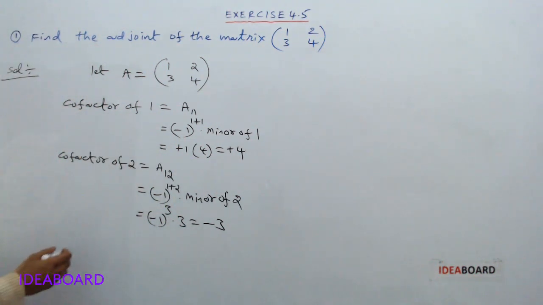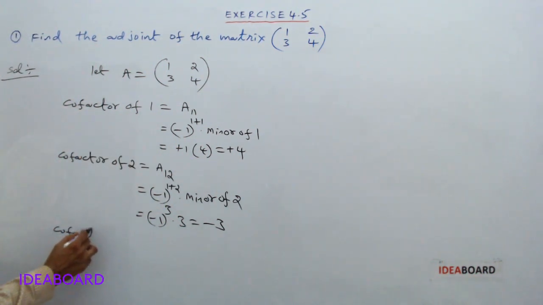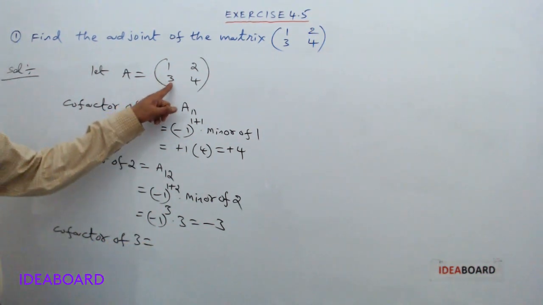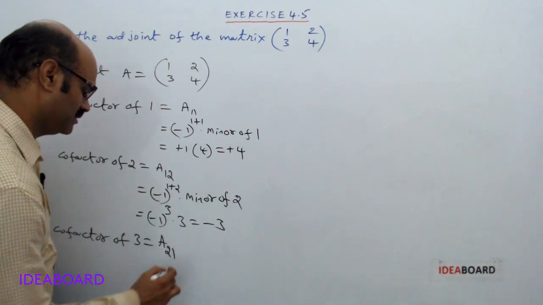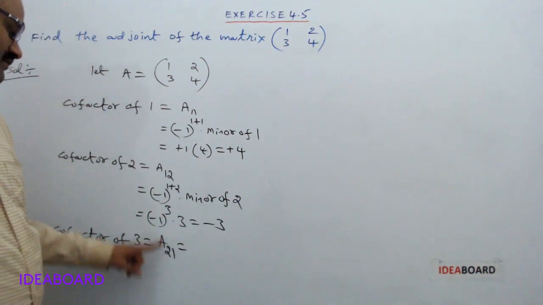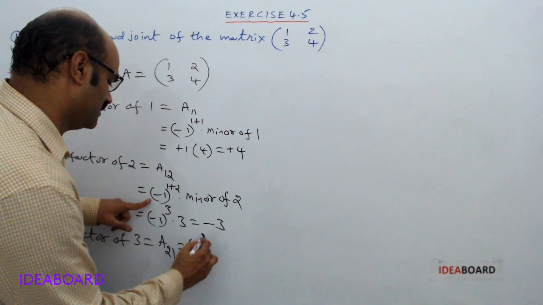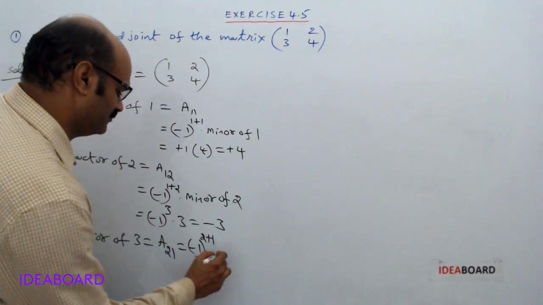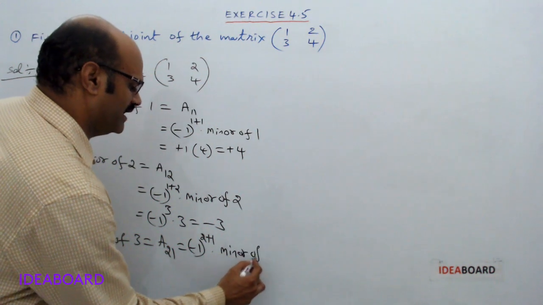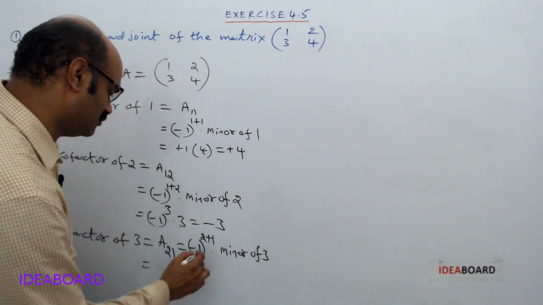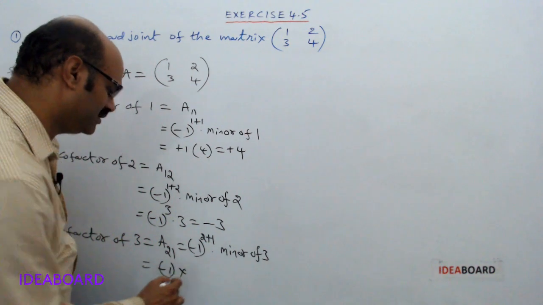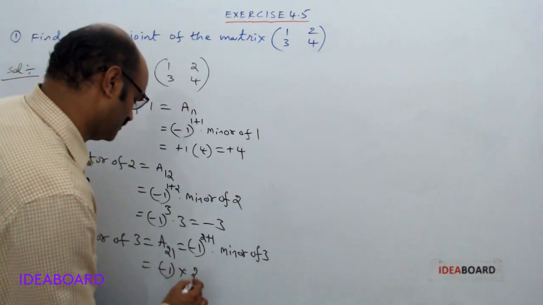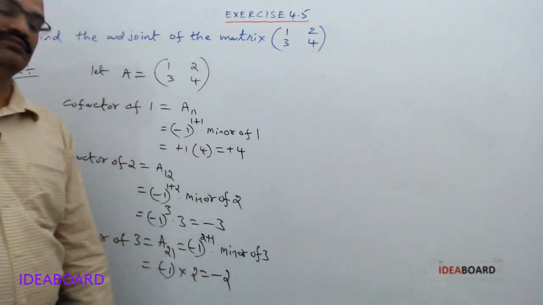Now cofactor of 3 is denoted by capital A21 equal to minus 1 whole power 2 plus 1 into minor of 3. So equal to minus 1 whole power 3, minus 1 into minor of 3 equal to 2, so equal to minus 2.